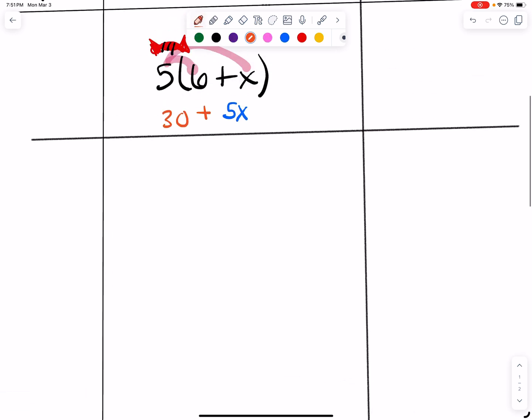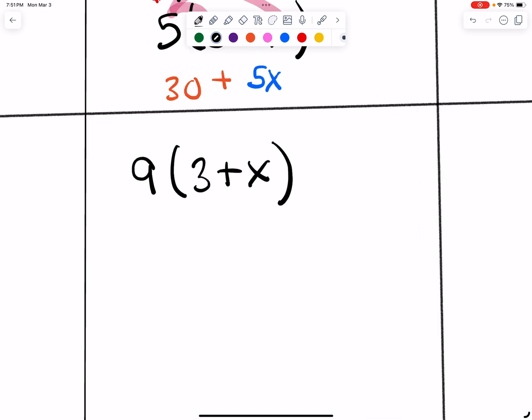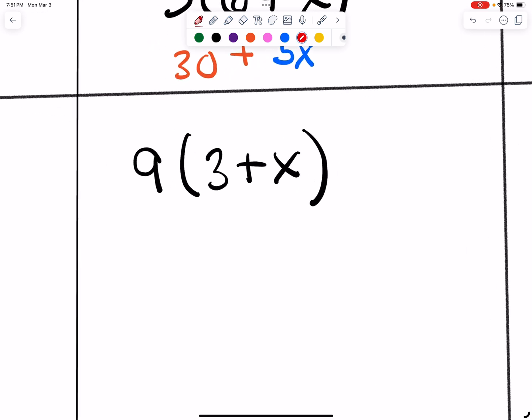All right, next one. Expand by using the distributive property 9 parentheses 3 plus x. So when you distribute, you're going to give candy to everybody. So you give candy to the 3, and you give candy to x, okay? So you give it to everybody. Pause and do it by yourself.